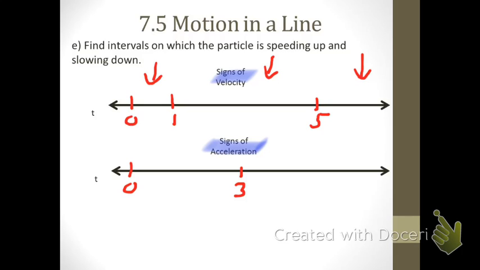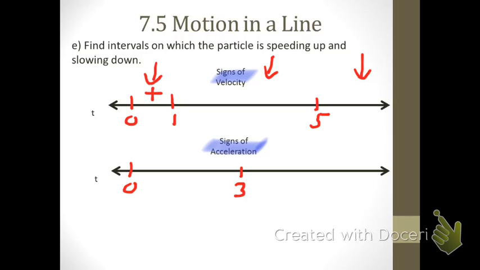Well, it turns out that S prime of 0.5 is going to give you a positive value. Between 0 seconds and 1 second, the velocity is positive. Alright? Then the particle is going to come to rest at 1 second.